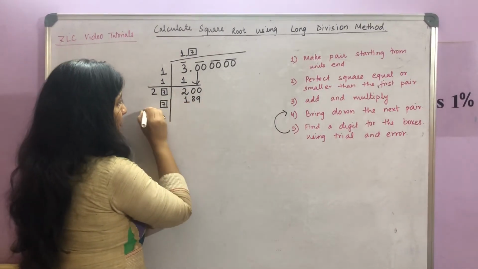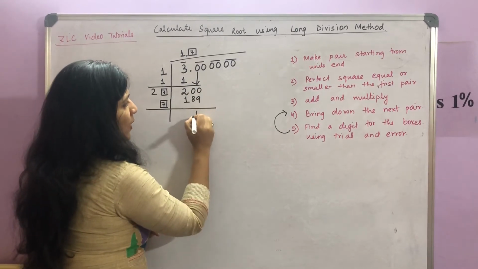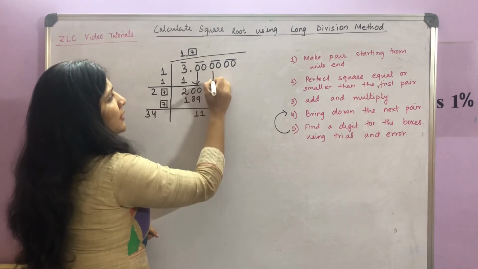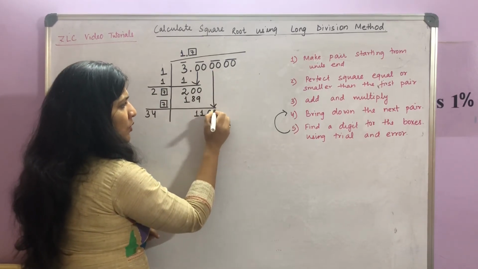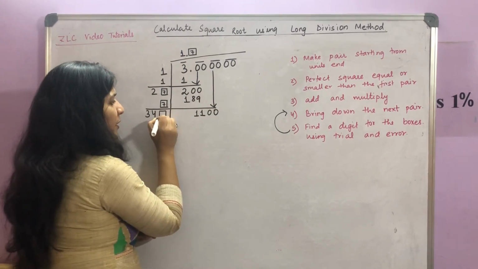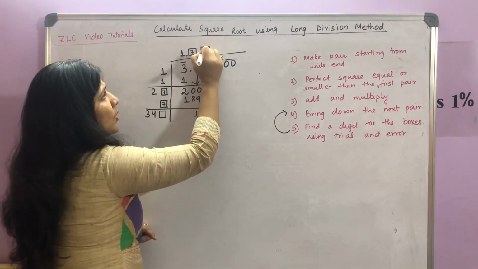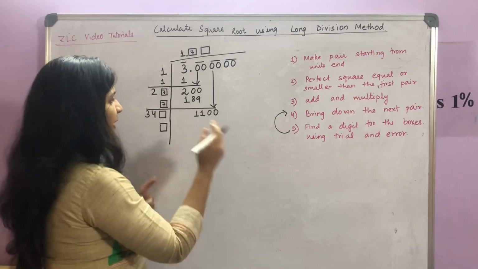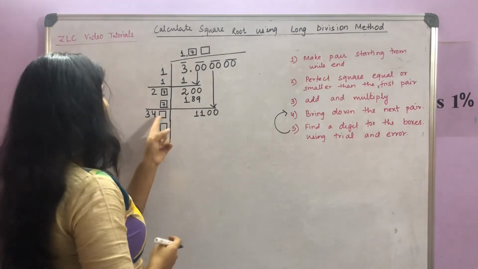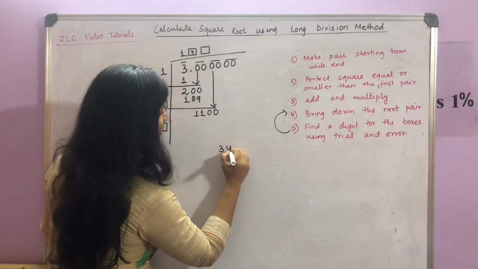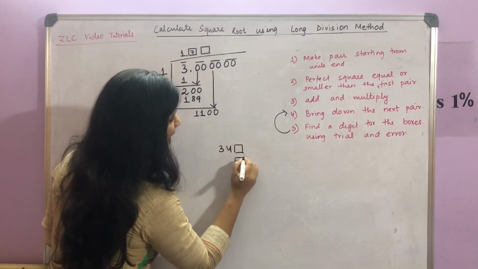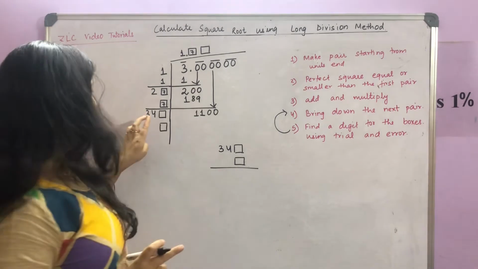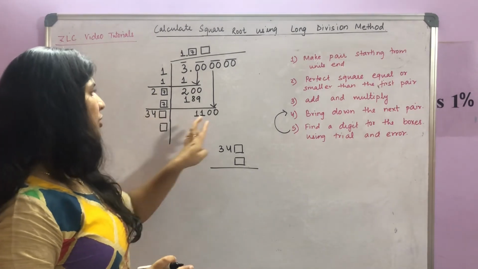Let's add and subtract. So I get 1 and 1. This becomes 34. I bring down the next pair, which is 0, 0. Now I again put the boxes here. Box here, and box here. Again, using the trial and error method, I am going to find this digit. 3, 4, something multiplied by the same thing should give me this. So I'm going to do the same trick. I'm going to eliminate the 2 digits here and 2 digits here.